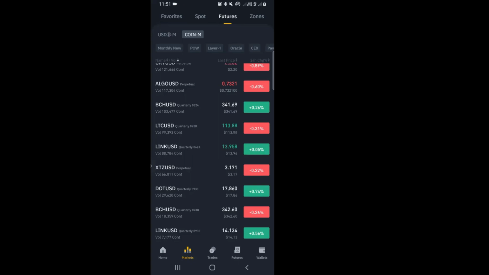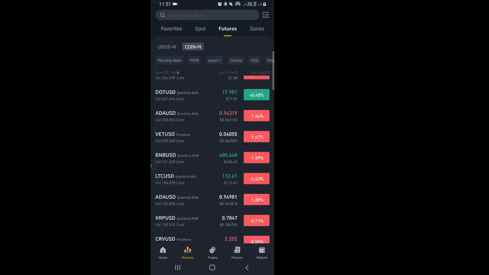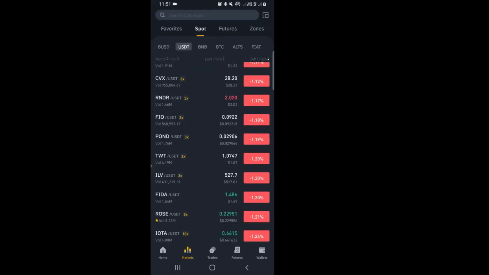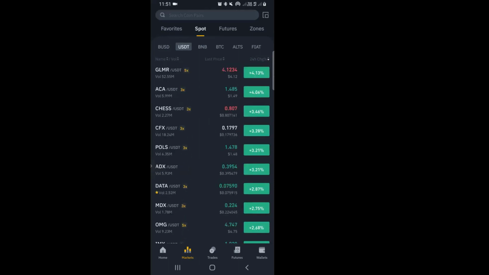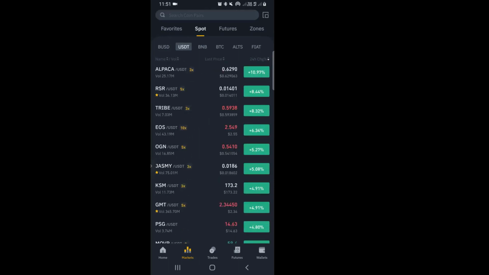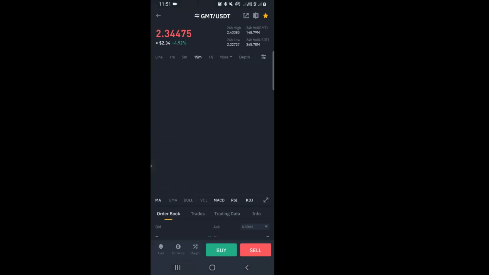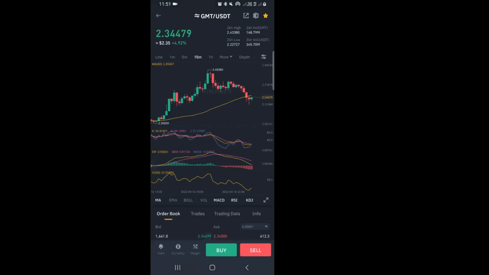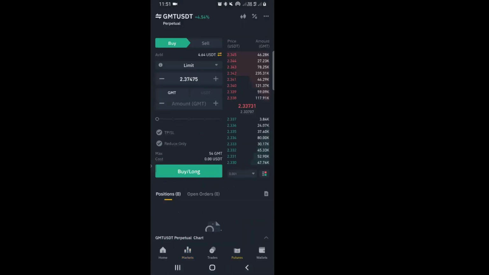Let me give you an example. Here, let's pick a coin under the spot section. Let's go with a coin that I know is under future, GMT, for example. GMT is on future. If you look at the spot section now, GMT is at 2.34479. Let's go to GMT.